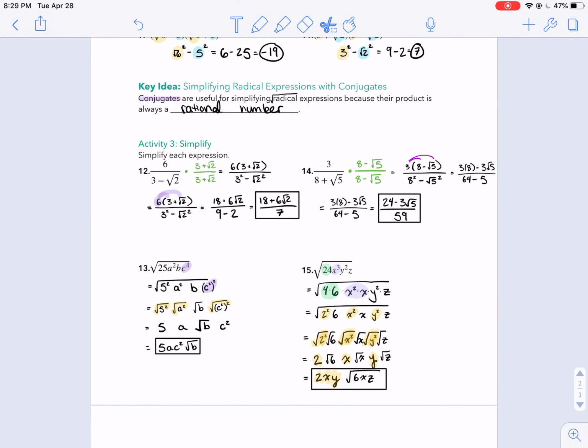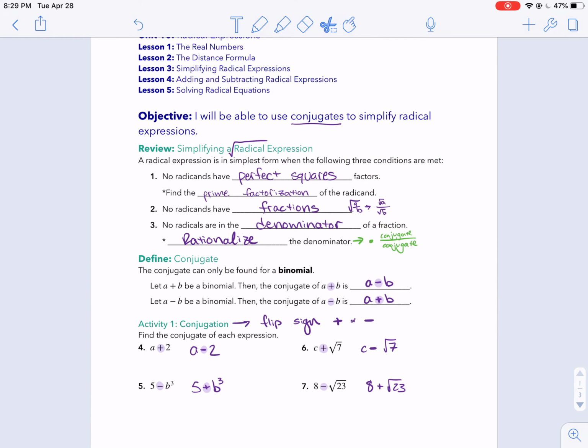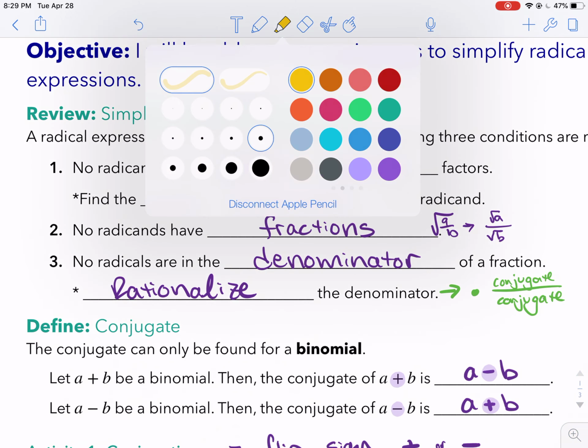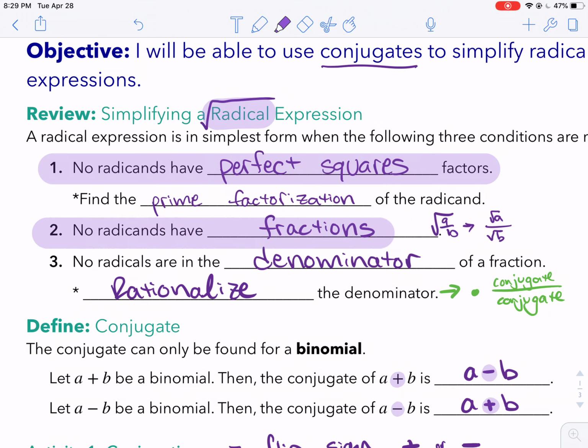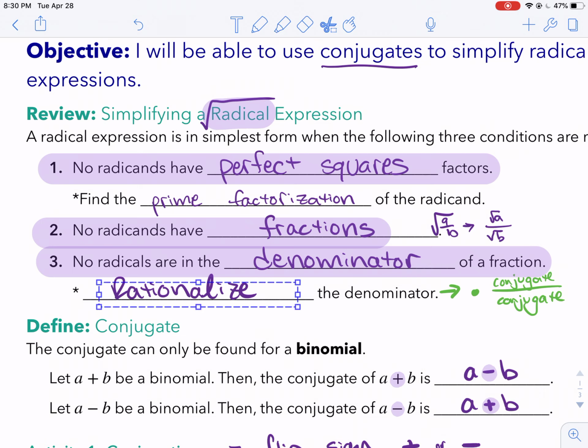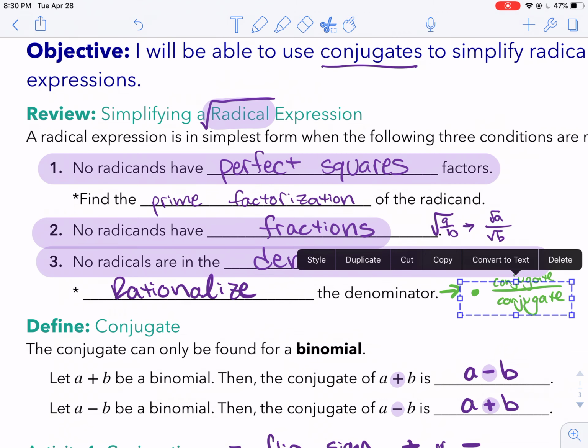So remember, to simplify a radical, 3 things have to occur. First, check that the radicand, what is under your radical symbol, doesn't have any perfect squares underneath it. To do that, you need to prime factor it and take all your squares out. Second, make sure that you don't have any fractions in there. We worked on that yesterday. And third, you don't have any radicals in your denominator. We worked on rationalizing the denominator today, and to do that we multiplied by the conjugate of the denominator.